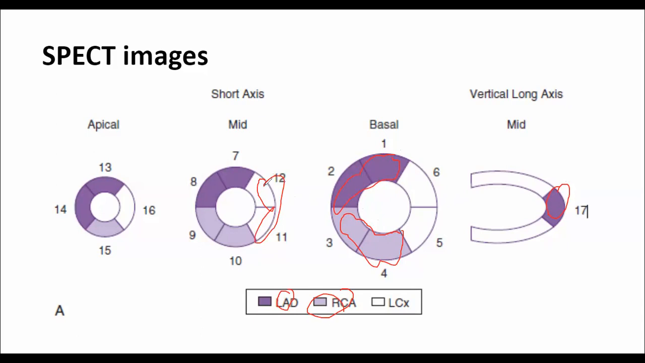And if you are seeing a defect in the anterolateral or inferolateral, then report it together. It's a circumflex territory. So when you see a perfusion defect, the first thing you are going to decide is whether there is a defect or no defect. If there is a defect, then see which territory it belongs to, the LAD territory, the circumflex territory, or the RCA territory. You are going to report it according to the territories.